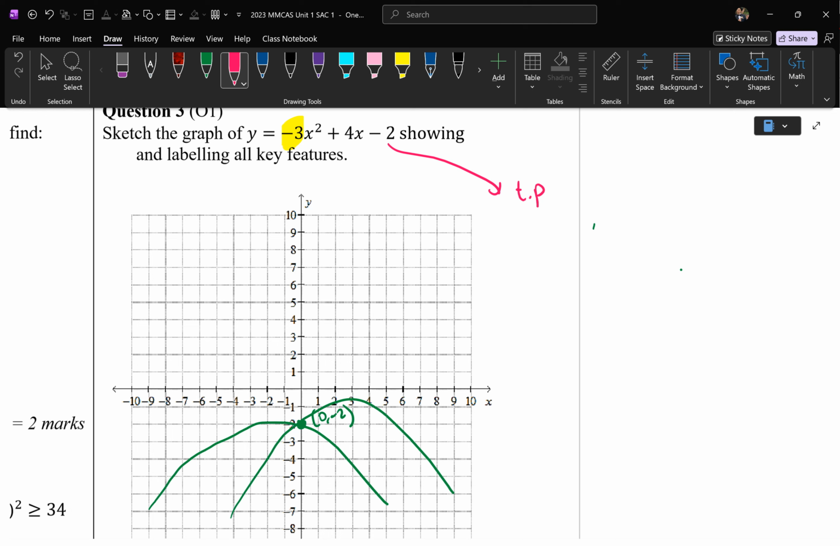Now you can complete the square by hand, or you can complete the square with a CAS. So complete the square. Let's do it with the CAS.